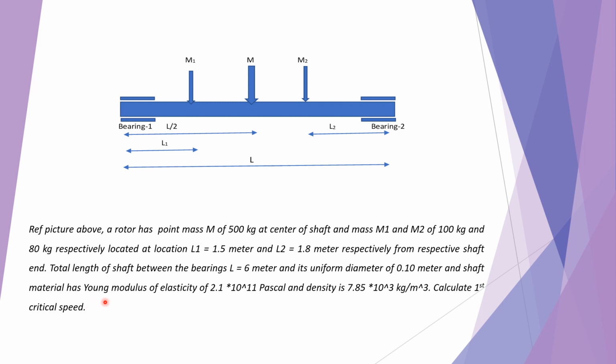The shaft material has a Young modulus of elasticity of 2.1 into 10 to the power 11 Pascal, and density is 7.8 into 10 to the power 3 kg per meter cube. Calculate the first critical speed. So this is the example. We need to find the first critical speed using the Dunkerley method.